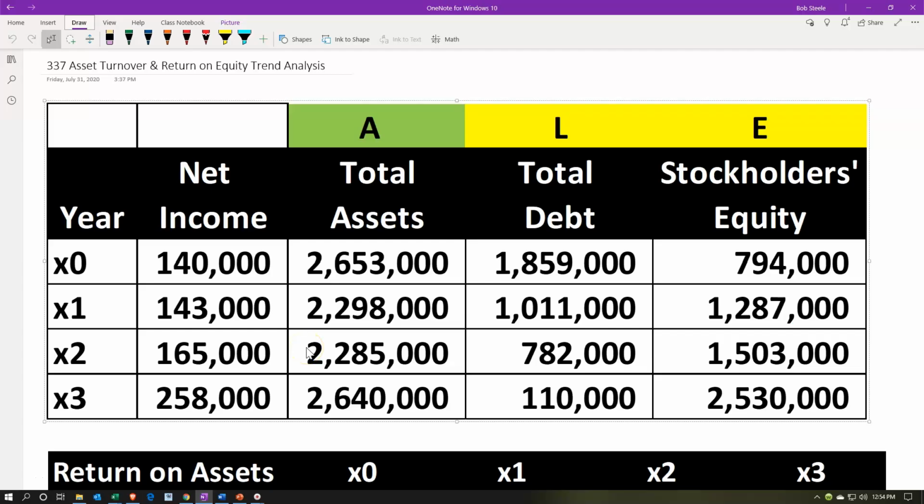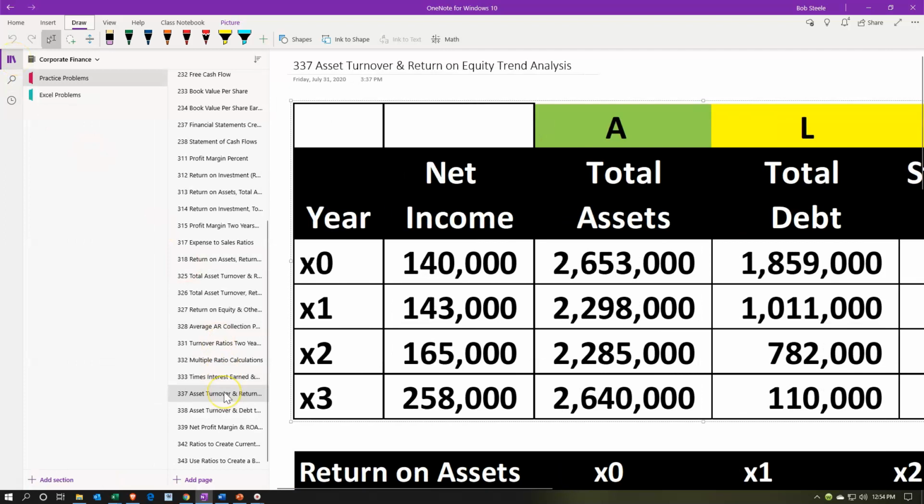Here we are in OneNote. If you would like to follow along in OneNote, you're not required to do so, but if you have access to it and would like to, we are in the 337 Asset Turnover and Return on Equity Trend Analysis tab under the Practice Problems section.